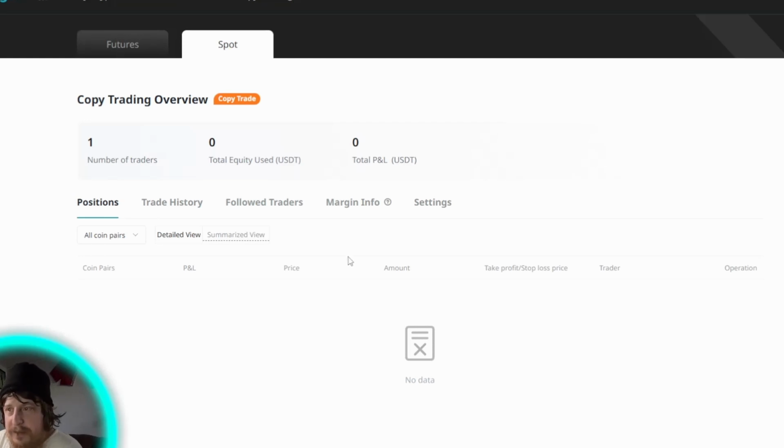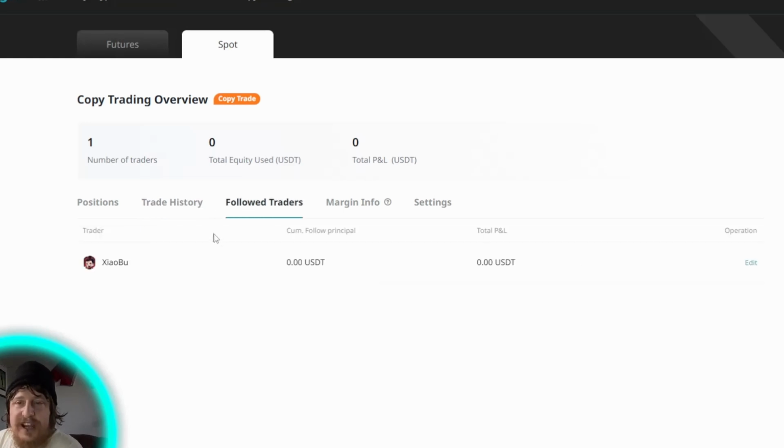So if there were any open positions, I could track those in real time. If I had any positions that have been closed, I can go over here to trade history and see what coin pairing he traded. If I had multiple pairings picked, I can see which ones I've traded so far, what price they entered the trade on, took profits on, the amount that I risked, followed traders. If I was following multiple traders at once, I can see the list of all of them here.